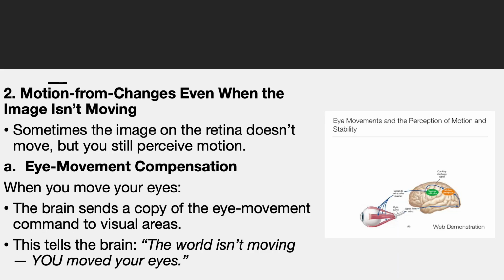Number 2, motion from changes even when the image isn't moving. Sometimes the image on the retina doesn't move, but you can still perceive motion. We have eye movement compensation. When you move your eyes, the brain sends a copy of the eye movement command to visual areas. This tells the brain the world isn't moving, you moved your eyes. An example would be when you track a moving ball, the ball stays centered on your retina, but you still know it's moving.